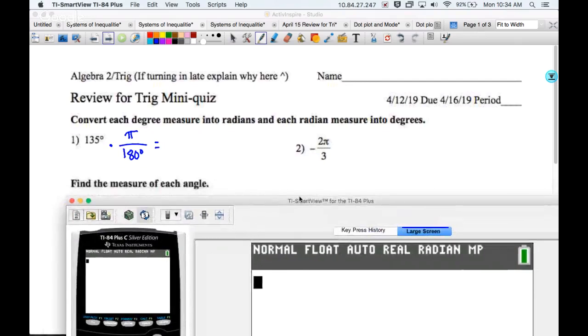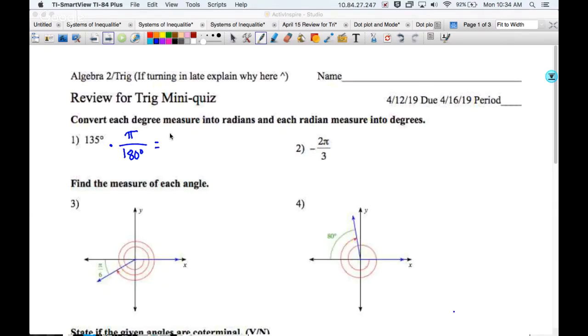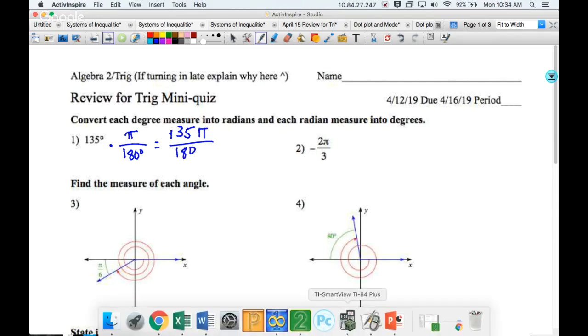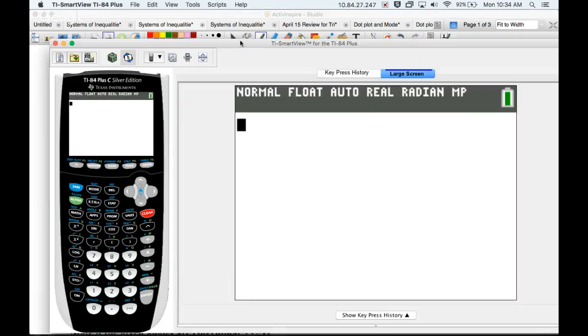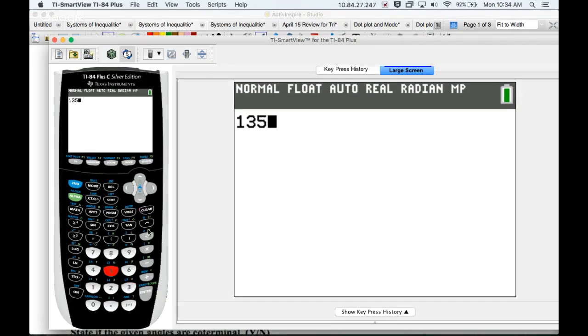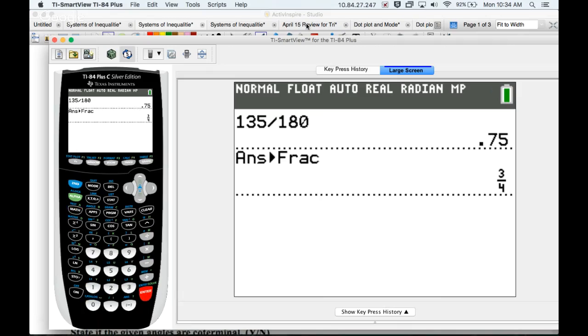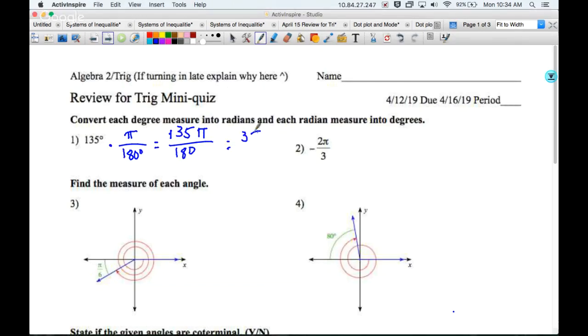So what this becomes, let me write it, it becomes 135 pi over 180. The degree symbols cancel out. So I can just plug that into my calculator, 135 over 180, and then turn that back into a fraction, and then put the pi back on top. So 3 pi over 4. It's up to you if you want to write rad at the end of that. You don't need to write any unit with radians.